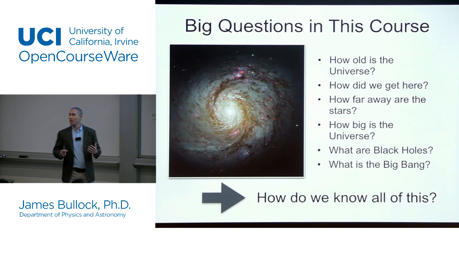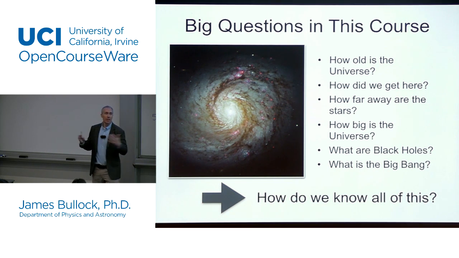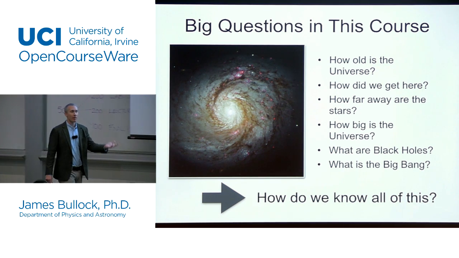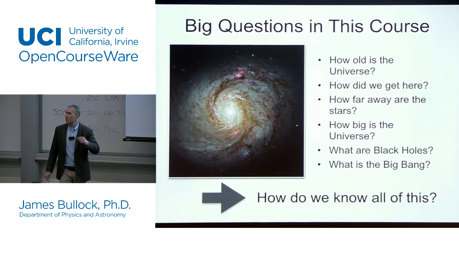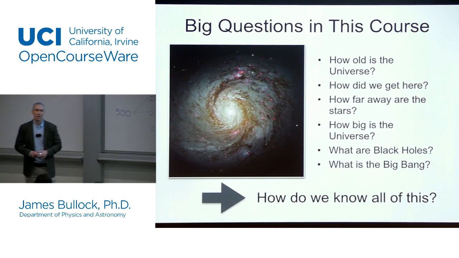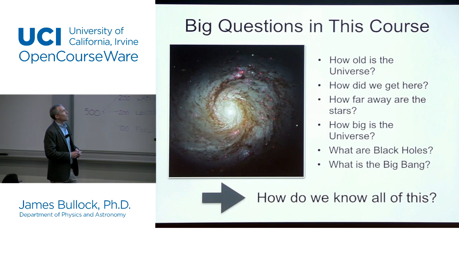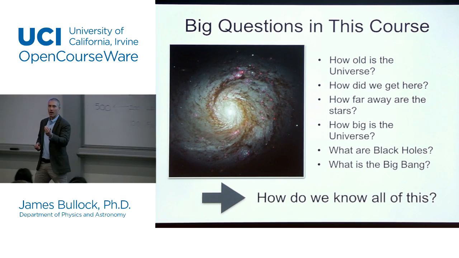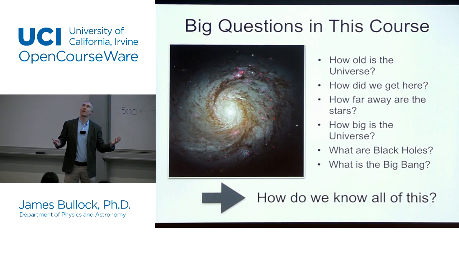So how old is the universe? How long have we been here? Is it infinitely old? Is it cyclic? Do things happen and then re-happen again? Or is there some finite beginning and there's actually an age to the universe? How did we get here, if so? How did we end up looking up at the sky at this stuff?